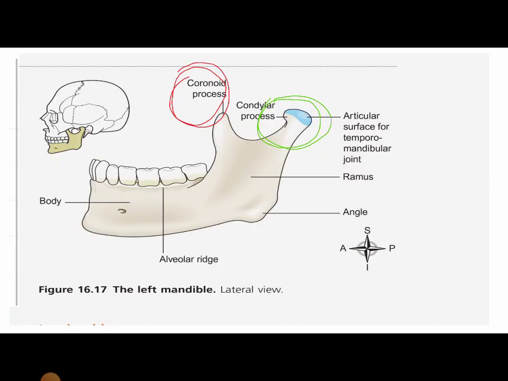And this is the left mandible. You can see the coronoid process and the condylar process. The area marked with the blue color is the articular surface for the temporomandibular joint.